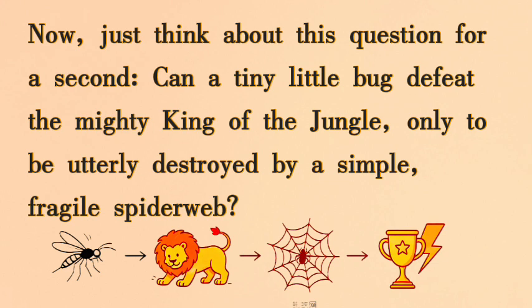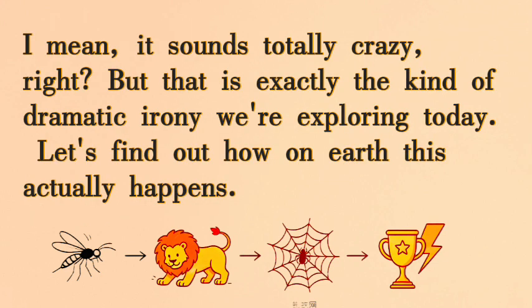Now just think about this question for a second. Can a tiny little bug defeat the mighty king of the jungle, only to be utterly destroyed by a simple, fragile spider web? I mean, it sounds totally crazy, right? But that is exactly the kind of dramatic irony we're exploring today. Let's find out how on earth this actually happens.